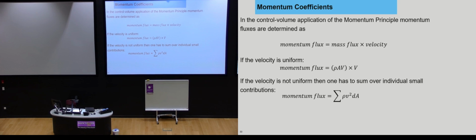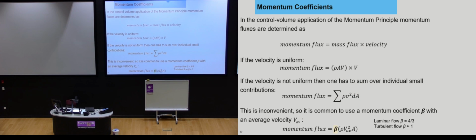Now, if the velocity is not uniform, we have to do that over little elements across the diameter of the pipe, so we end up summing up our mass flux times velocity times the area. This is inconvenient. We don't want to do that. So we have a good idea what the average velocity is, and so we use a correction factor beta for that. That correction factor depends upon the flow regime that you're in. This is what you'll see in the textbook White.